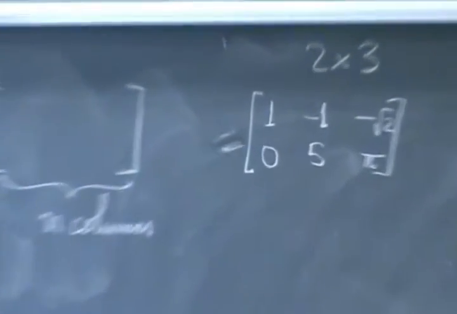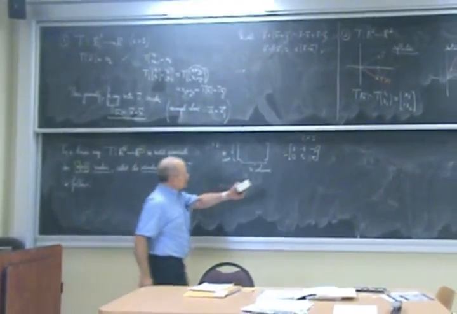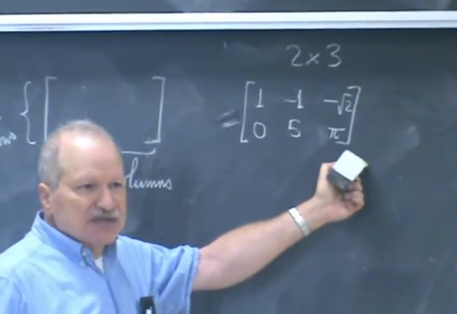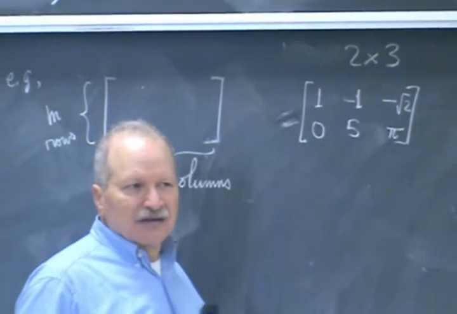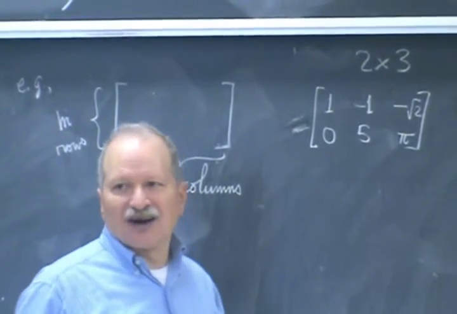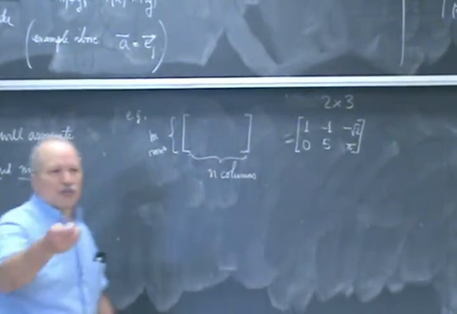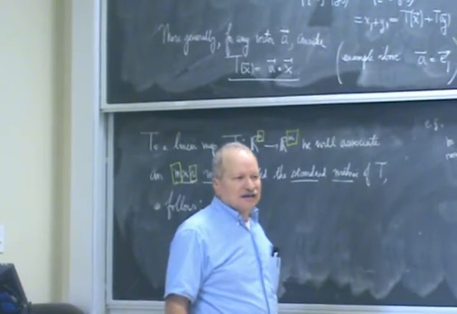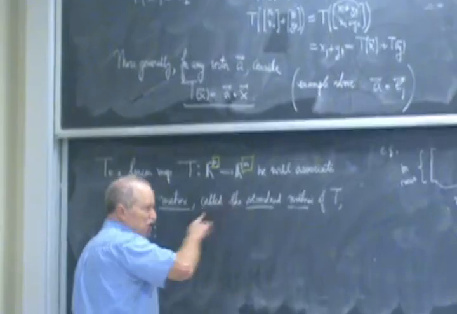That would be a 2 by 3 matrix. Somehow or other, this is supposed to be telling you a function that maps which to which? R3 to R2. So you're going to input vectors with 3 coordinates, and it's going to output vectors with 2 coordinates. And here's the rule for how you make a matrix. And then I'm going to show you what you do.